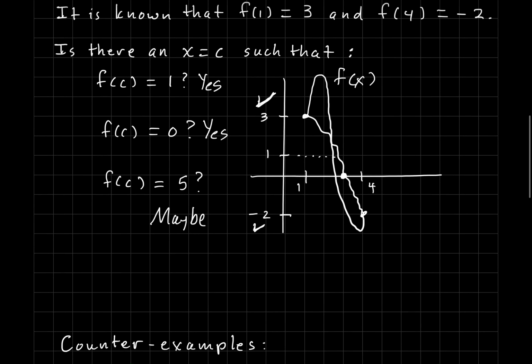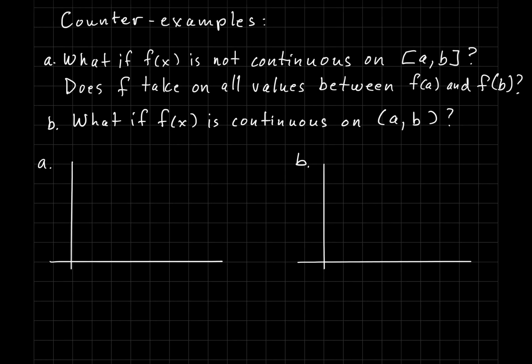Looking at some counterexamples, what if my function f is not continuous on the closed interval a to b? Does f take on all the values between f of a and f of b? So let's pick something like this. We'll call this a, and we'll call this f of a up here. And then I'll choose a b, and it's called f of b down here. If the function is not continuous, does y have to equal all the values between f of a and f of b?